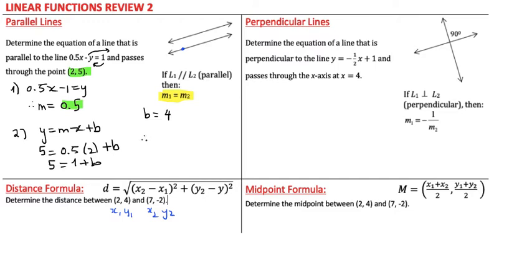And therefore, we can now write the equation of the line that's parallel. So our equation is going to be 0.5x plus 4. And this is 0.5x minus 1. Okay, so they're parallel to each other. They're running at the same slope, just will have different y-intercept.